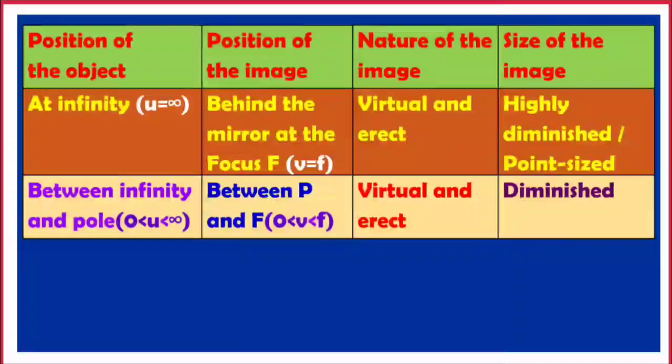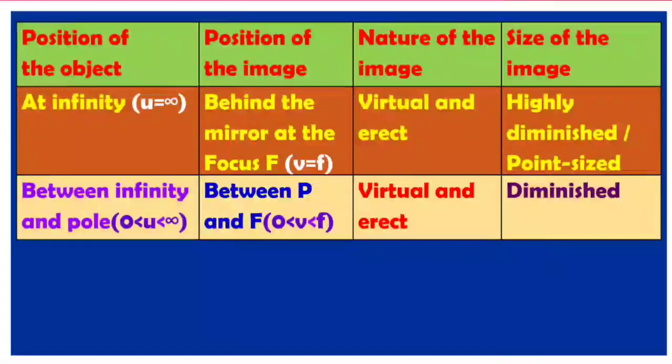Remember, a convex mirror always forms a virtual and erect image irrespective of the position of the object. When the object is at infinity, it is a point size image. When the object is at other than infinity, it forms a diminished image.